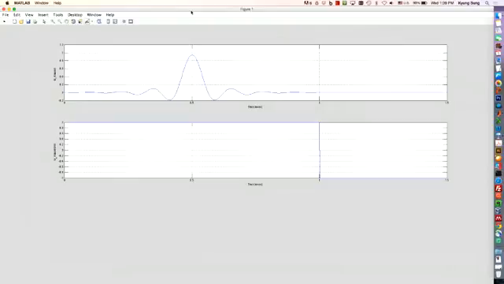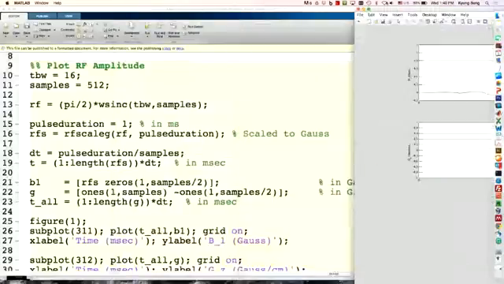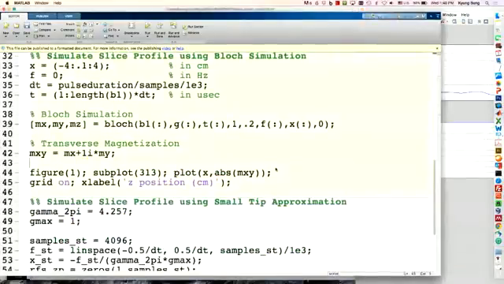But then, no, actually this is wrong. So I guess it has to be 4. Maybe some calculation was wrong. So the gradient amplitude has to be 4, right? So let's see what happens. You can still look at this, you can just get a different slice thickness, right? Yeah, right. So let's look at that.